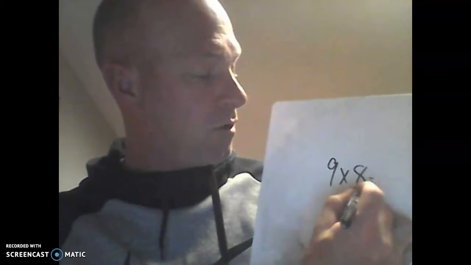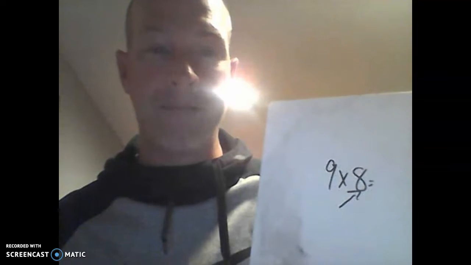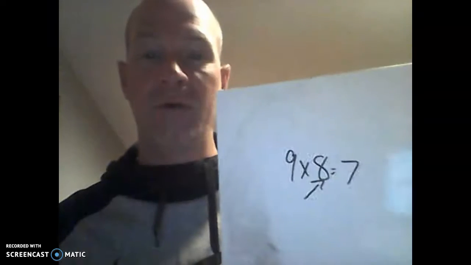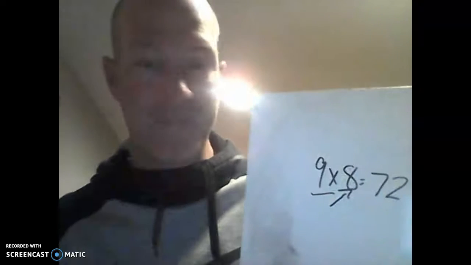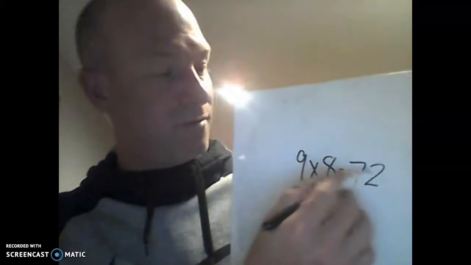So again, we're going to have them look at the second number, 8. What do we do here? You're right, we subtract 1 from the 8 and get 7. 7 plus what gives me this 9 right here? 2, you're right. 7 plus 2 equals 9, so I know I have it right, so 9 times 8 equals 72.